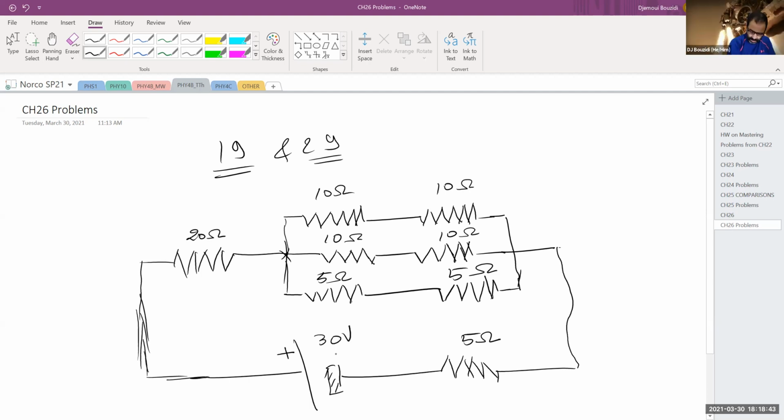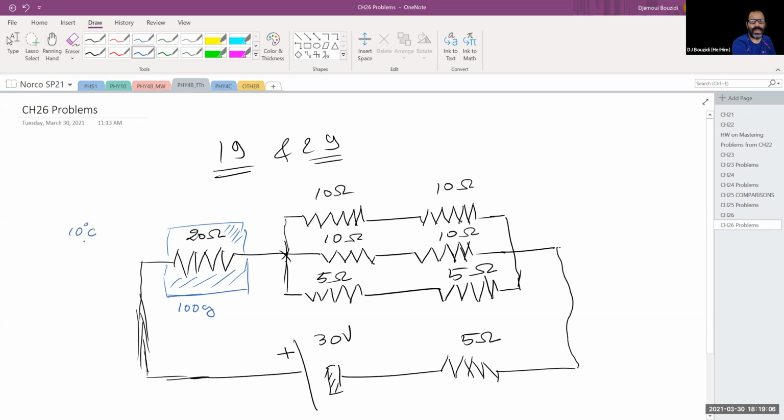What they say here is that they contain the whole thing in a box of pure water. In it, they have 100 grams of water. They want the temperature to go from 10 degrees Celsius all the way to 58 degrees Celsius. This is the idea behind it. How long does it take? The question is the time t.